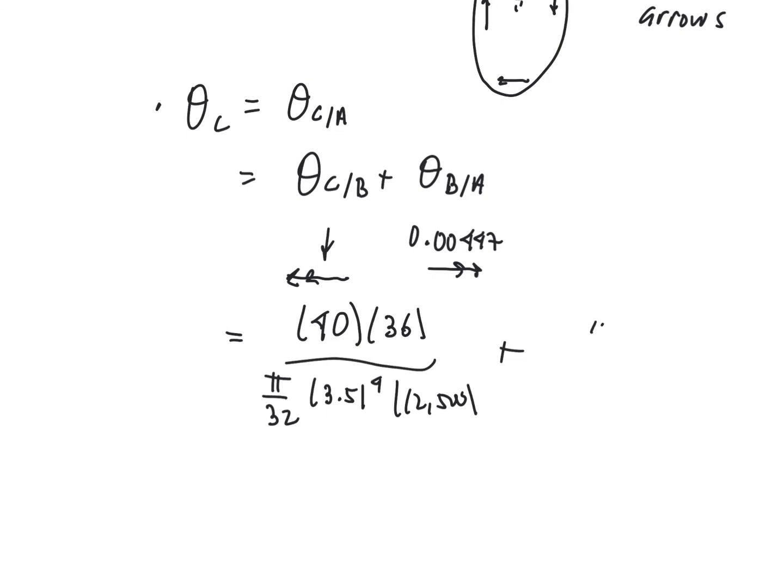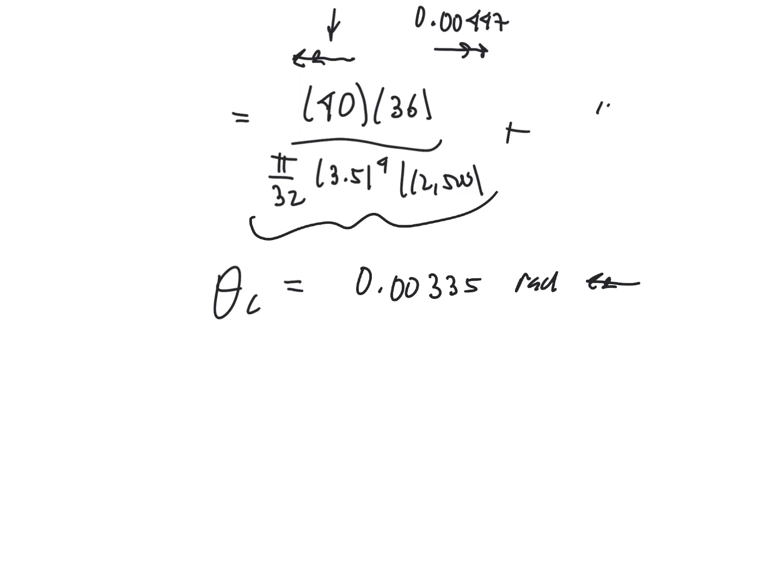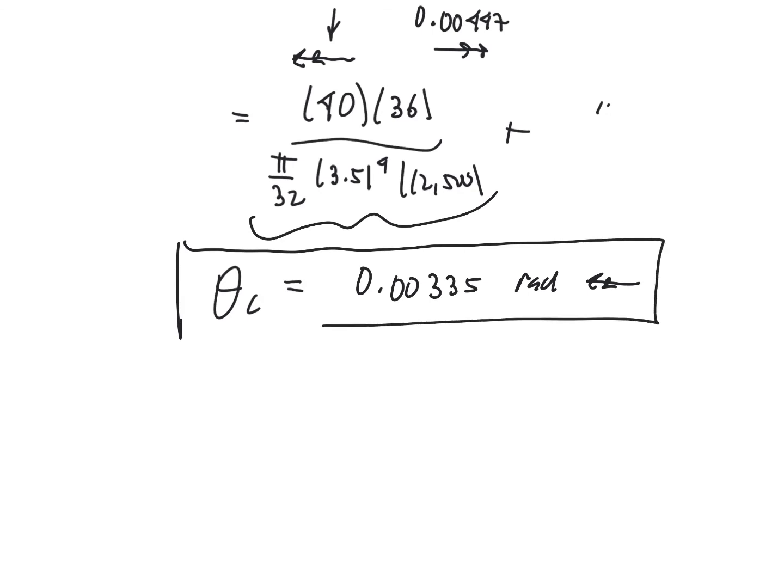Plus, I'll say we've got the same value that we've got here. So we crank this thing out, and we do the numbers, and we find then that our value of theta of C is going to be 0.00335 radians, and that goes that way. So that must mean then that this segment must kind of dominate, because it's overwhelming the angle change that we got earlier. So that would be our final answer that we would write out.